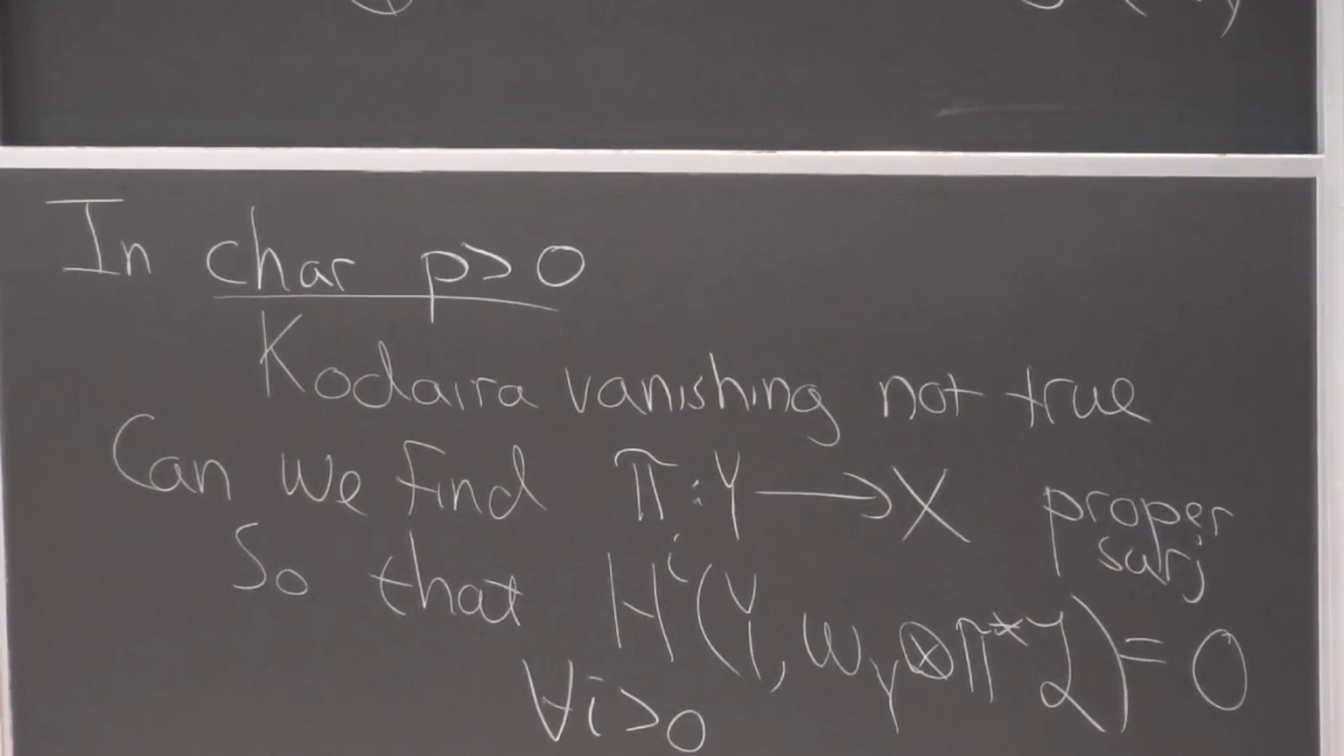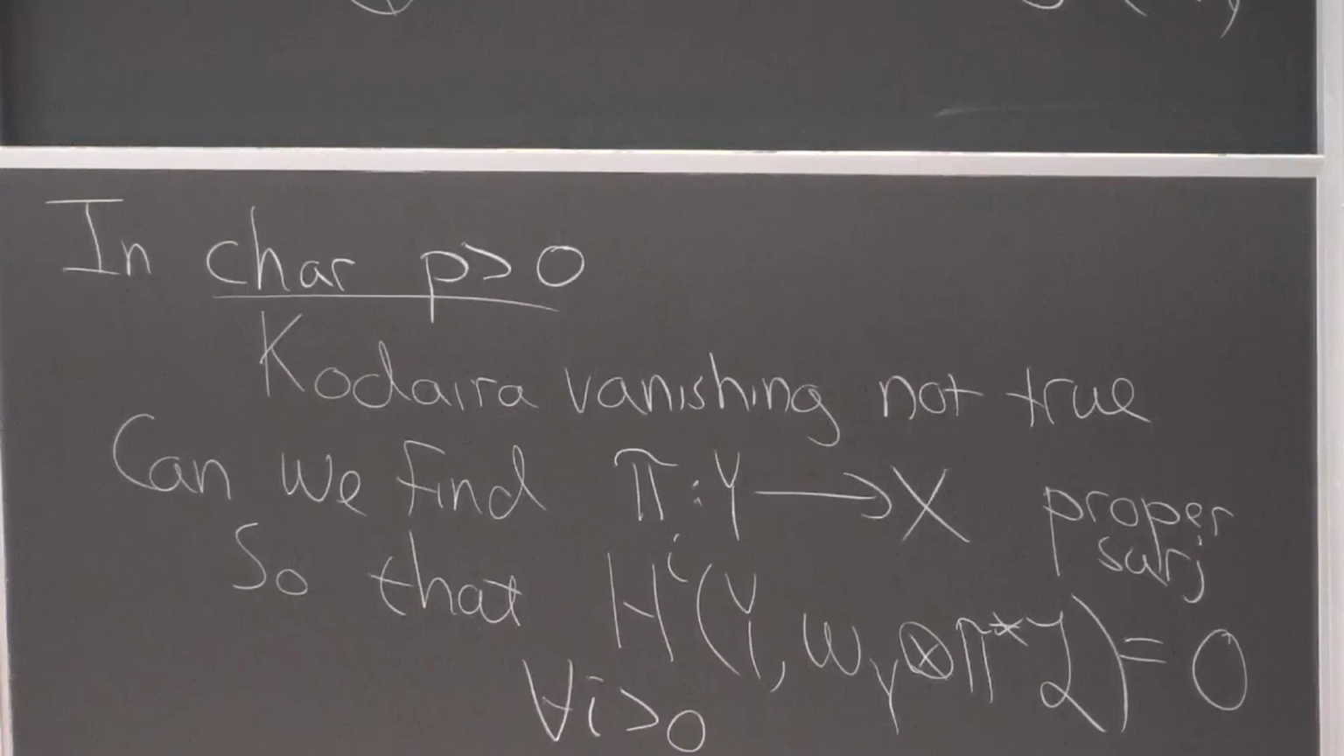So can we find a proper surjective map so that the higher direct images of these things vanish? All right, I'll give you a moment to think about it. Resolutions are not going to work. Well, alterations probably not either. But there's one map in characteristic P that we didn't have in characteristic zero, and it turns out that one works.